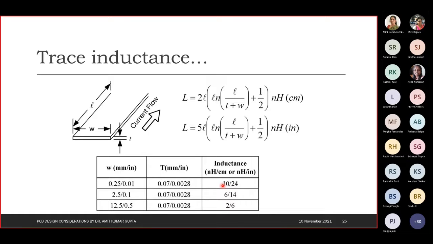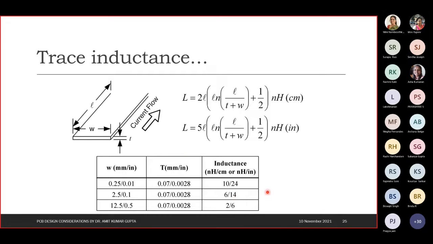One thing I would like to say: we know all the wires, all the conductors, they have resistance. Here nothing is like a superconductor. At normal temperature, every conductor, whether it is copper or silver, anything, has some resistance. Similarly, every conductor or every trace has inductance also. So the inductance value of a simple wire or simple flat trace can be calculated using this formula.